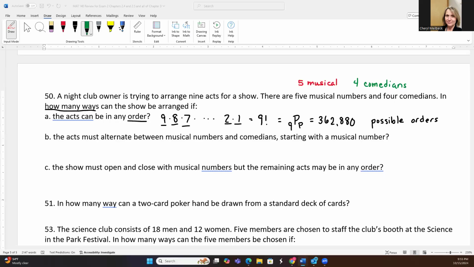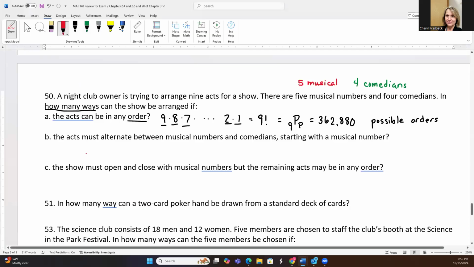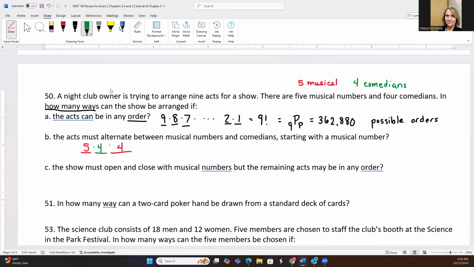So in part B, again, they want how many ways the acts must alternate between musical and comedians, starting with a musical number. So if there are 5 musical numbers and 4 comedians, that means for the first choice, you can choose from the 5 musical numbers. For the second choice, there are 4 comedians to choose from. For the third choice, we're going back to musical numbers. But since we already chose one, there are now only 4 musical numbers to choose from.